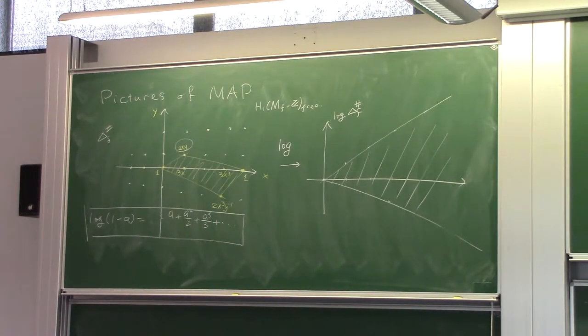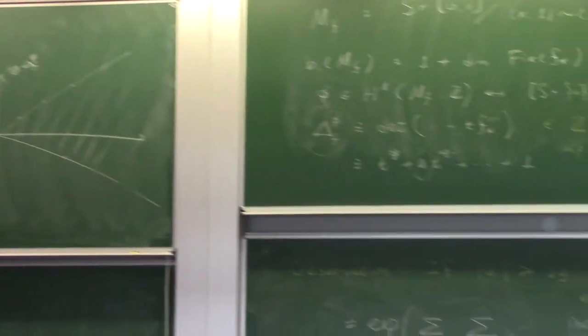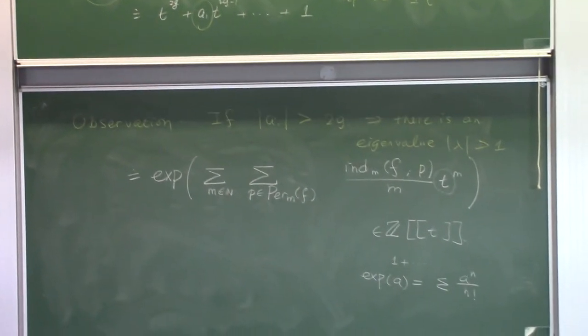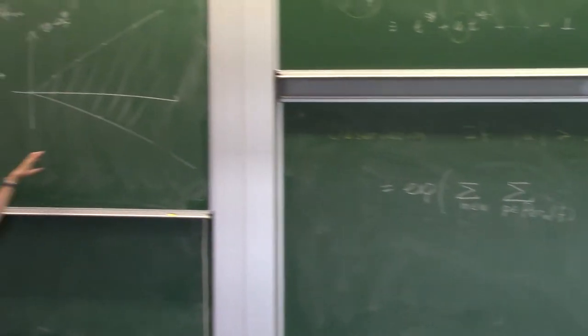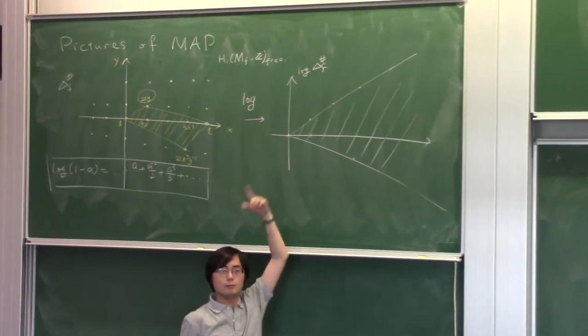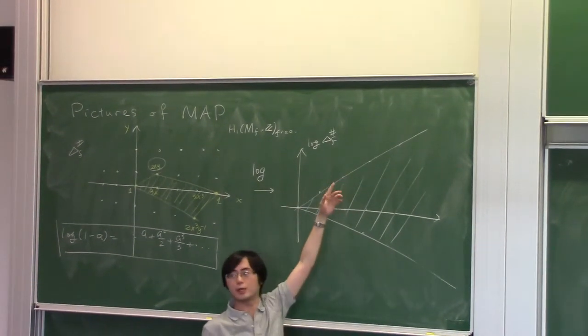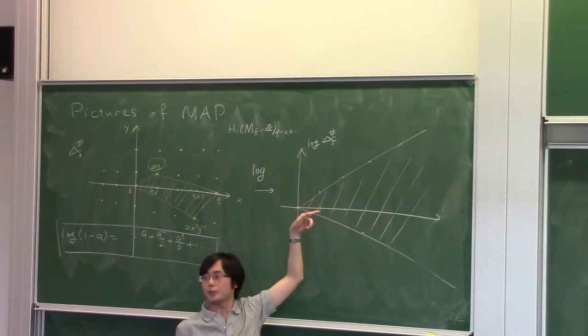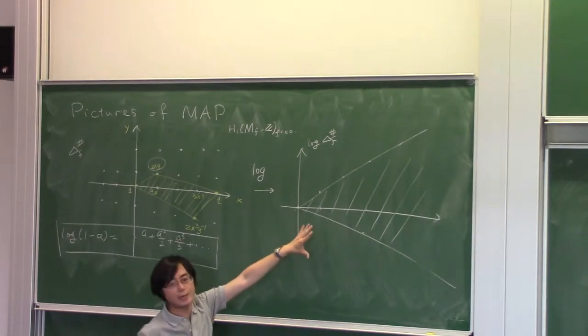I guess I should say that the corresponding criterion for this observation is roughly that you want this polygon to have many faces. I mean, you want this cone to have sufficiently many faces. But it's not very convenient to state it at this level.